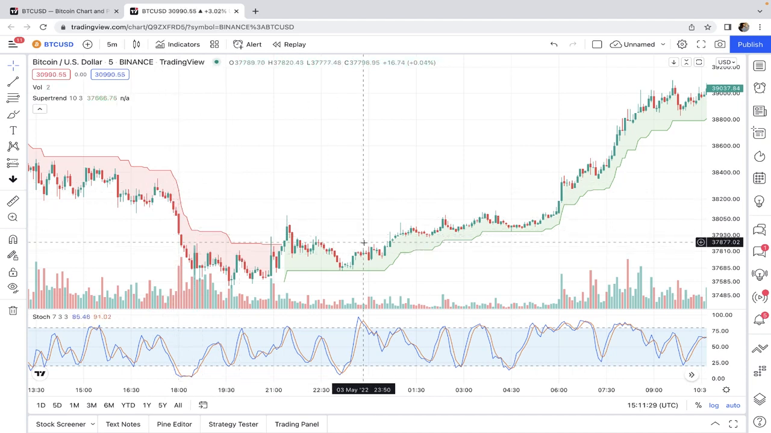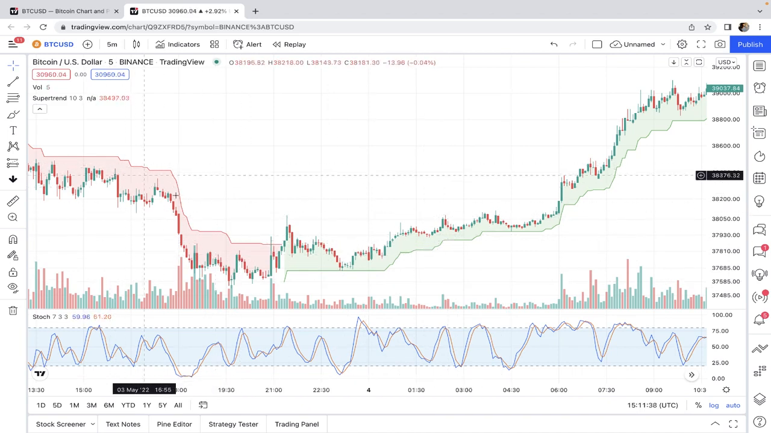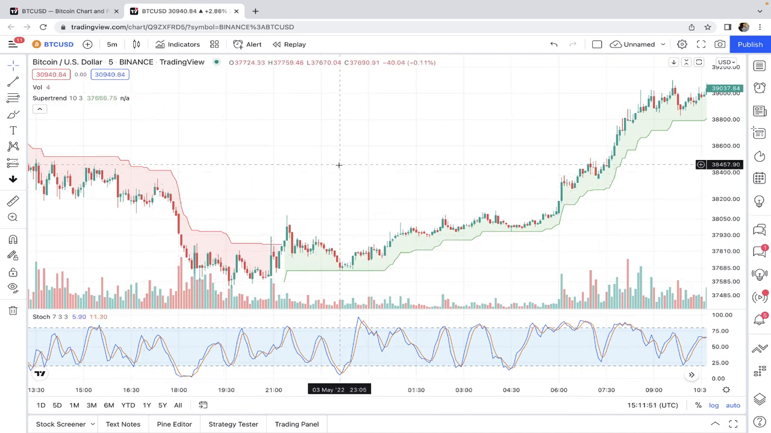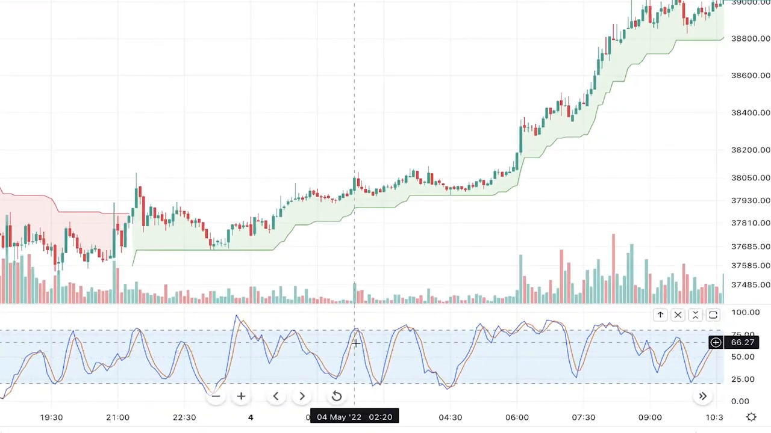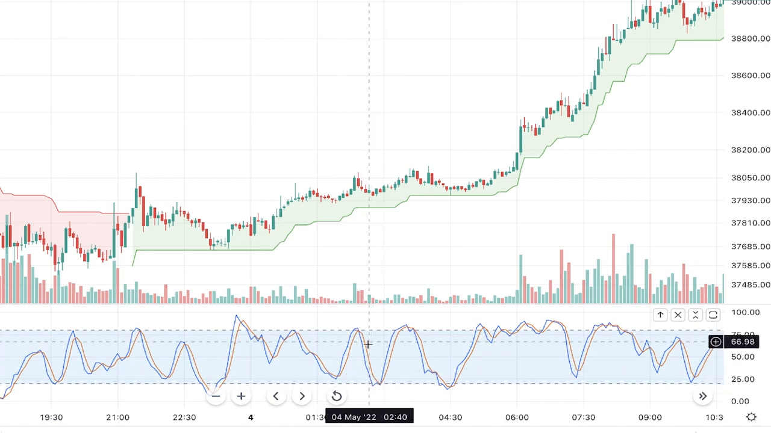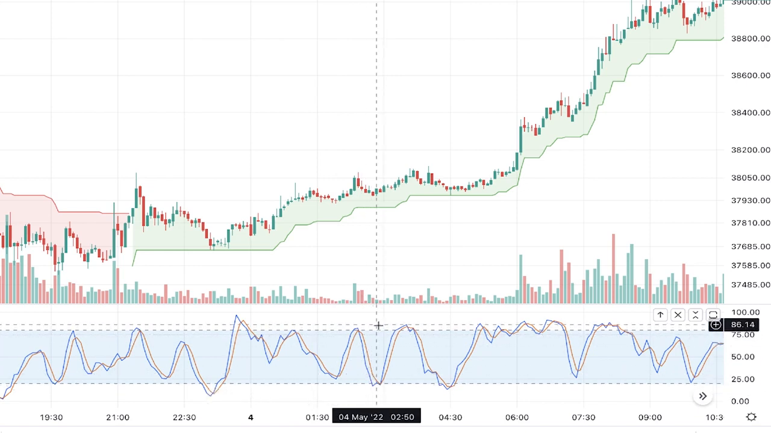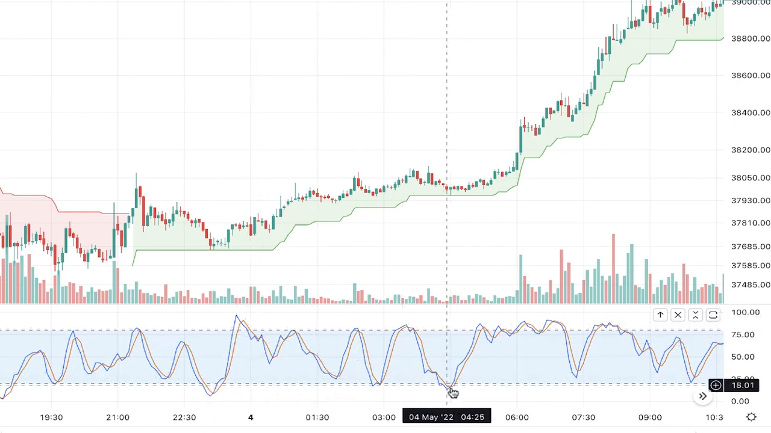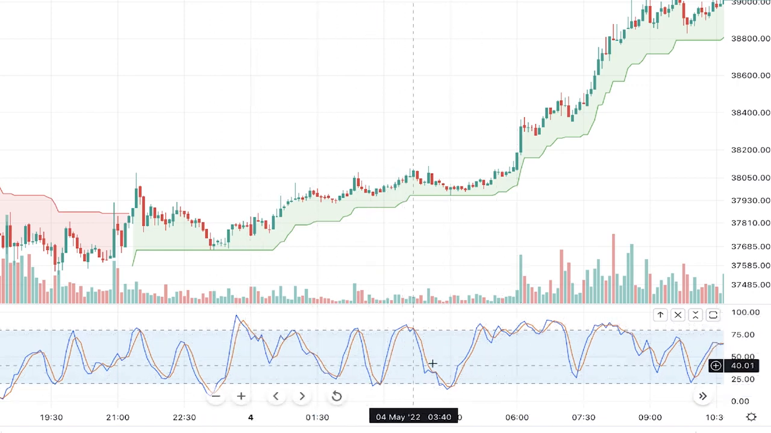Let's make it simpler. We must look for long positions when the super trend indicator is green, and we must look for short positions when super trend is red. Then for discovering trade entries, we use stochastic oscillator. If you're familiar with stochastic oscillator, you know that reading below 20 shows oversold and reading above 80 shows overbought, and crossing of K% and D% in these situations provide trading signals.